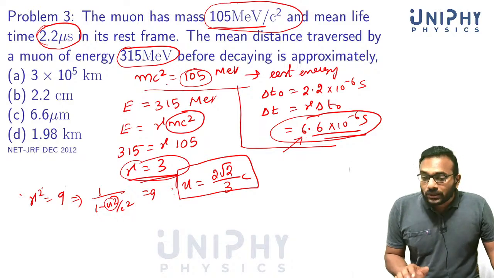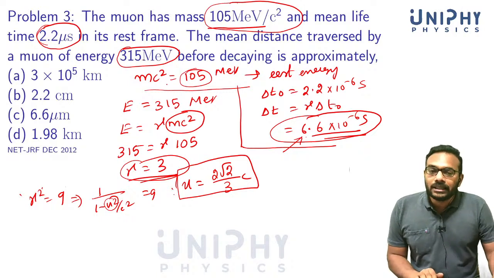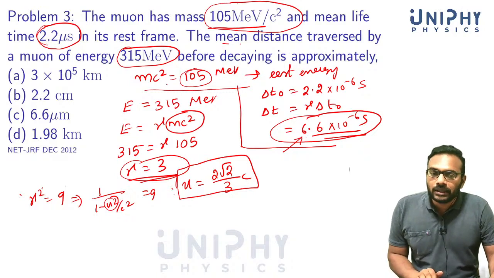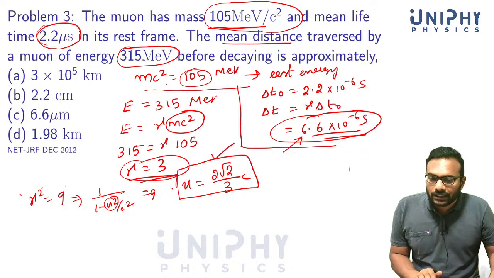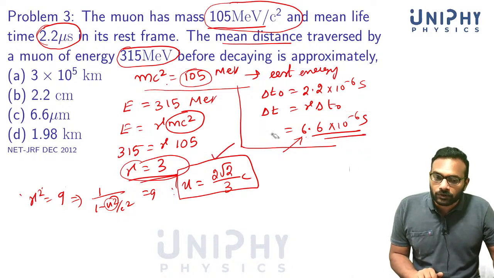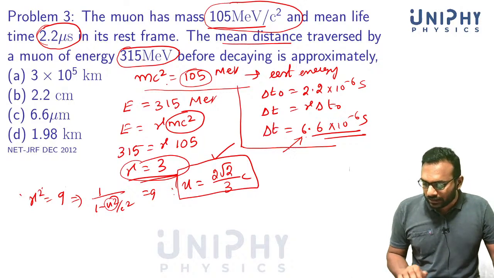Now the question is, what's the distance traveled? The mean distance traveled. So we have got the velocity here, and we have got the lifetime of the muon. So we have got velocity and we have got lifetime.